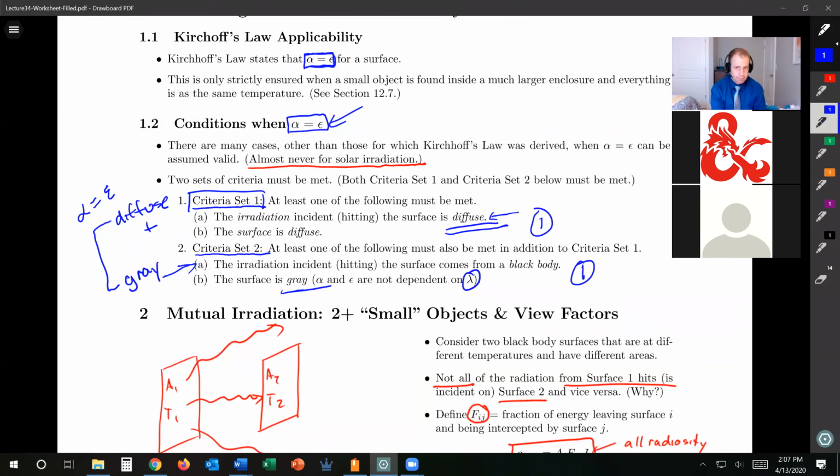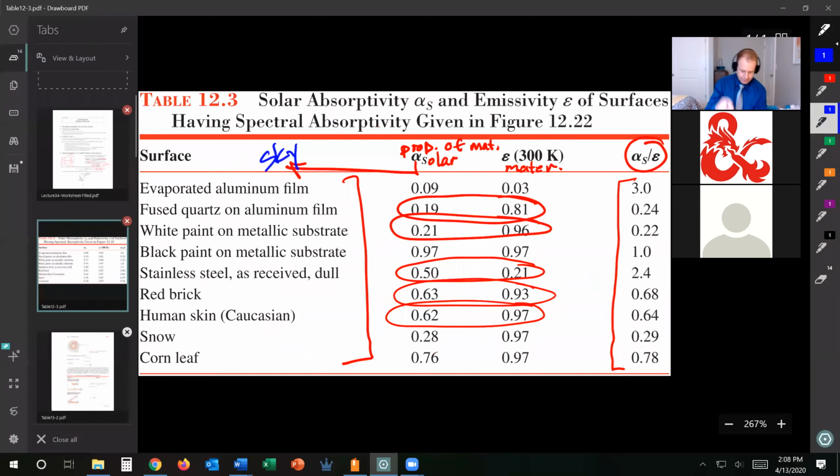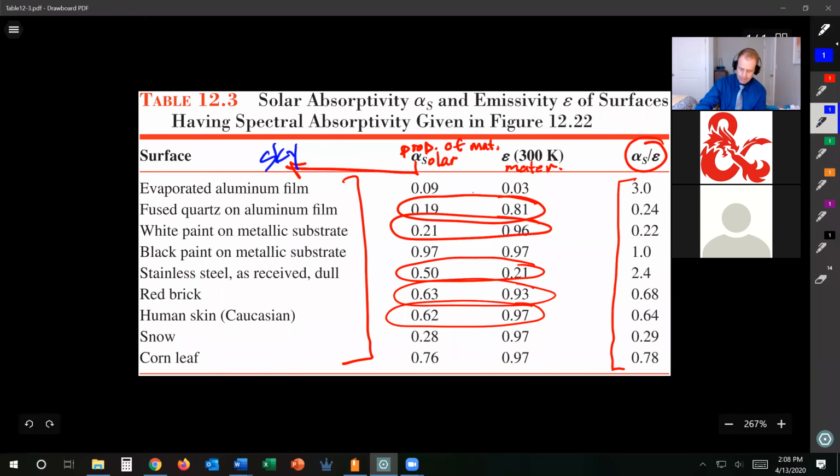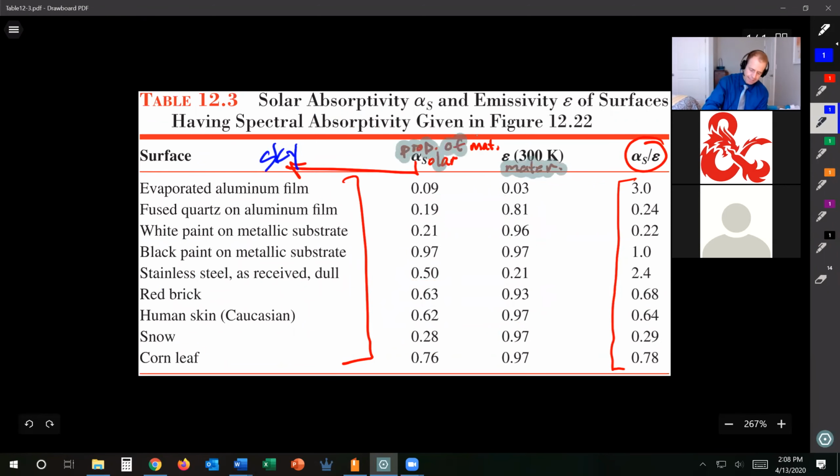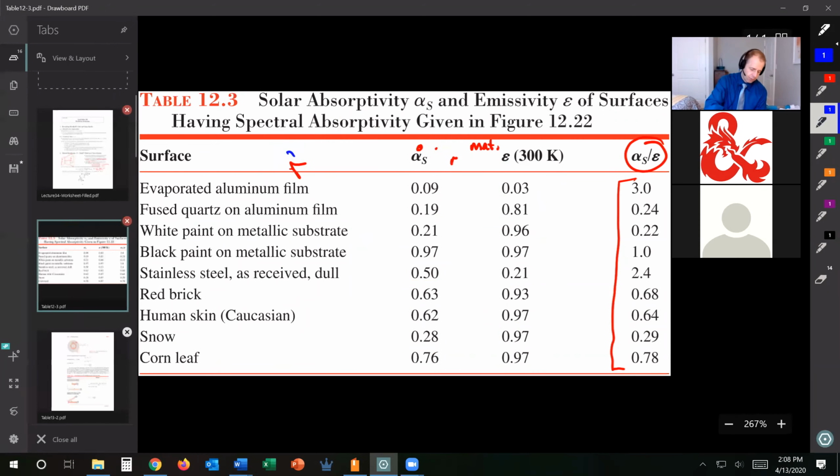From a practical standpoint, you're going to know on the exam whether you can set alpha equal to epsilon. If you're not given an alpha, then it's going to be equal to epsilon, unless it's solar irradiation. And in solar irradiation, you go back to table 12.3, or I'd give you a table on the final or something like that. Okay, questions about that?